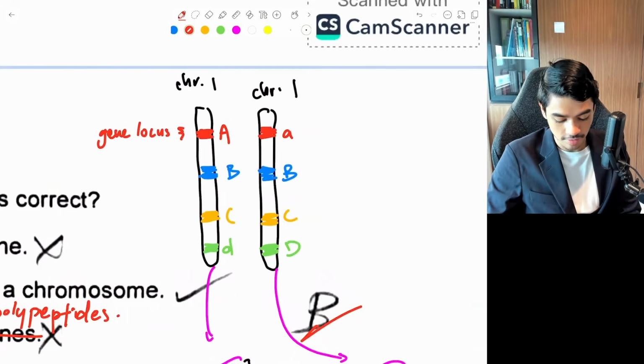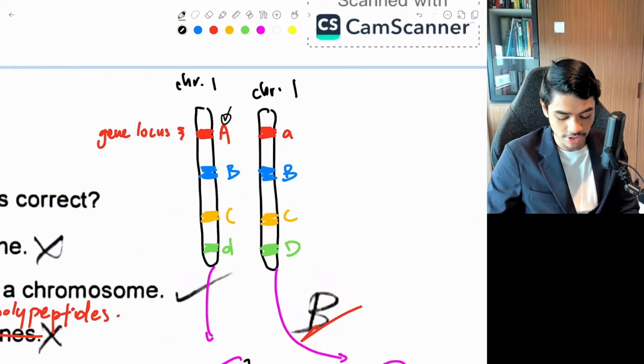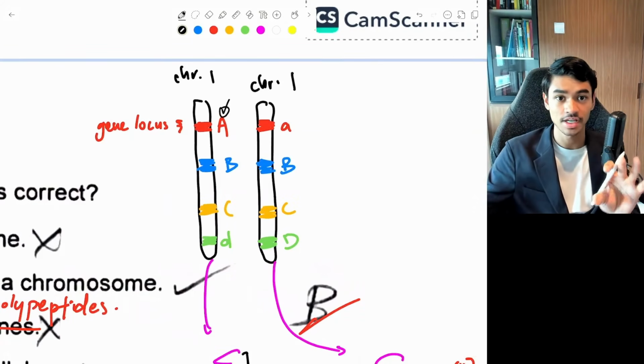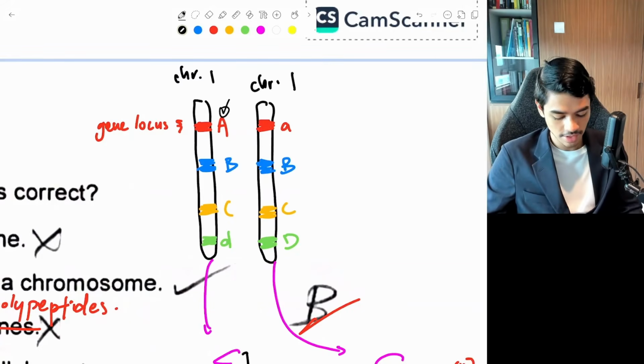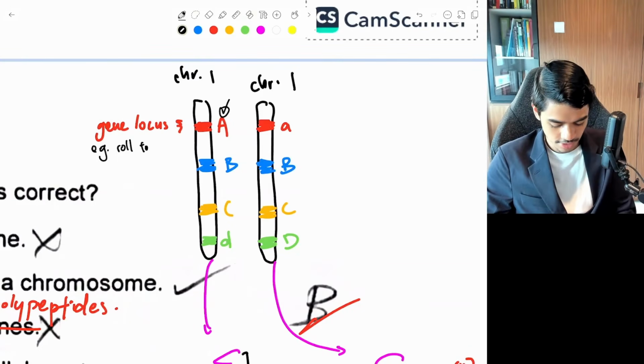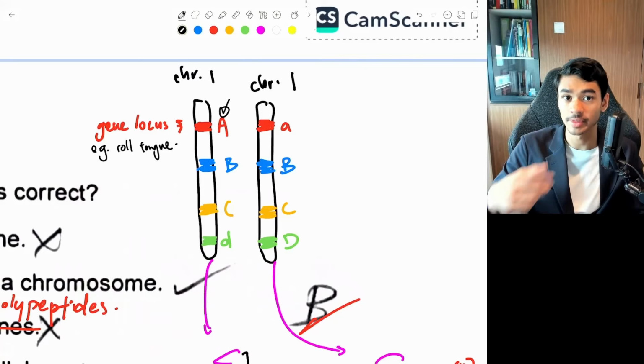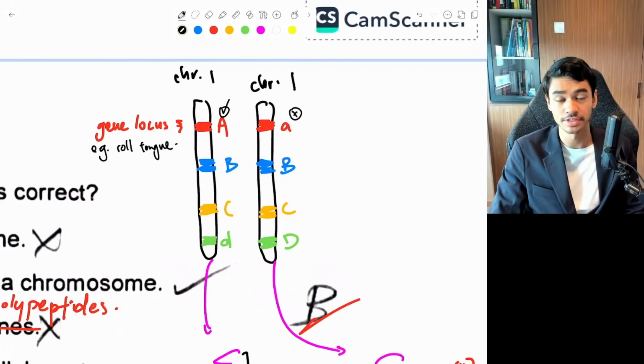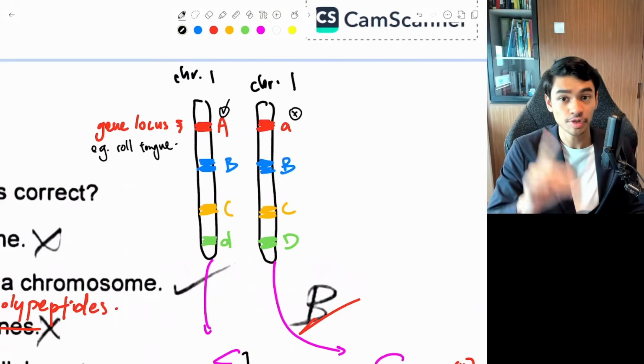So on the left, this could be a useful functioning allele. Both alleles, the big A and the small a, on this gene locus have the same job. Maybe the job is, can you roll your tongue? So the first allele is doing its job. It allows the person to roll their tongue. The second one, maybe it's just slacking off. It's not functional and it doesn't help the person roll their tongue, even though that's their job.